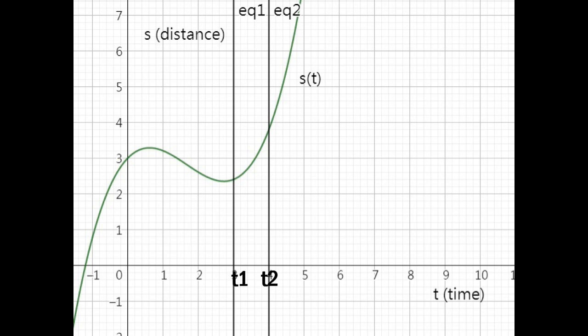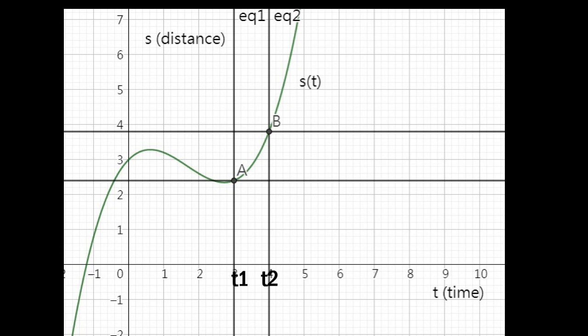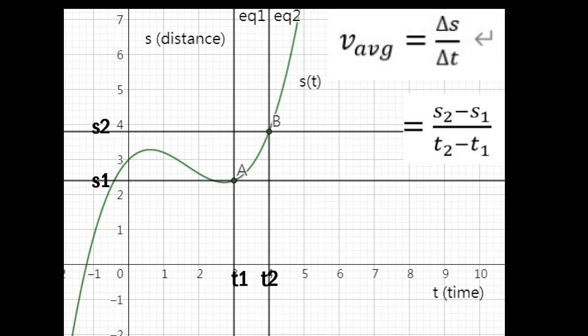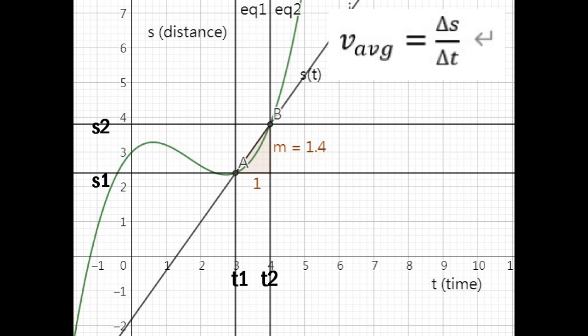Put 2 points on the t-axis. The corresponding s values will be s1 and s2. Delta s over delta t would look like this. Now, connect the 2 points into a line, and the slope will be delta s divided by delta t.